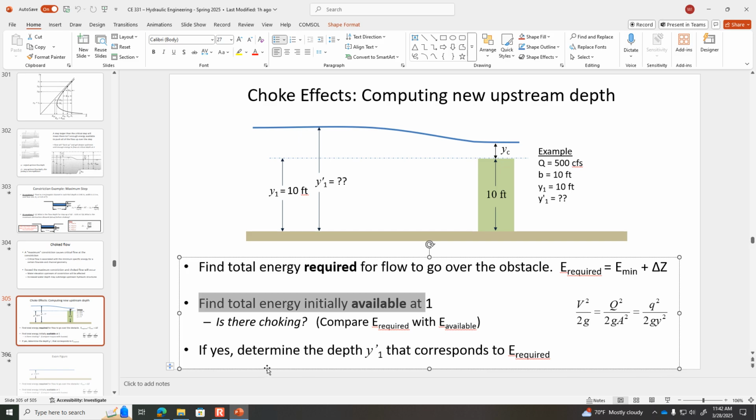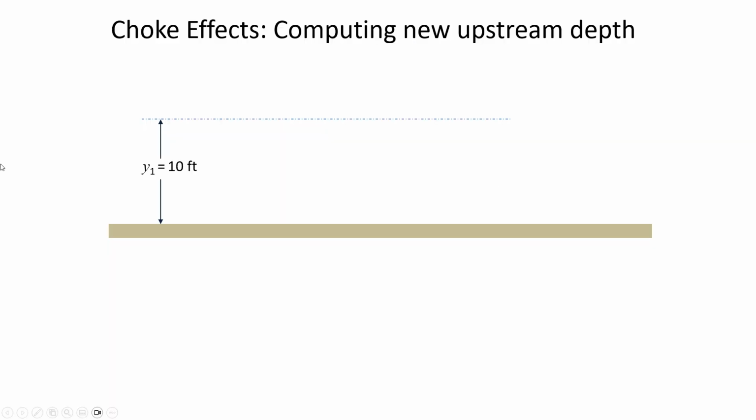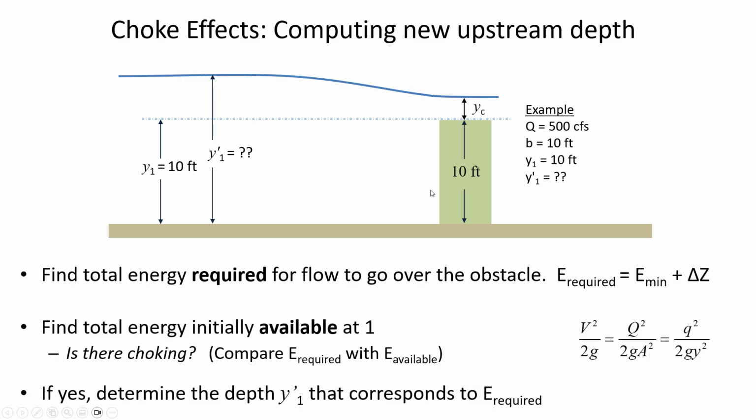So the answer is yes. Since E required is greater than E available, choking will occur. That's what we kind of already knew. We knew that you wouldn't be able to get water to flow over a 10-foot obstacle when the water depth is 10 feet. It's going to have to pool to get over that obstacle. Common sense tells you that. And the numbers bear it out. We compared E required to E available. E required is larger. So pooling occurs.